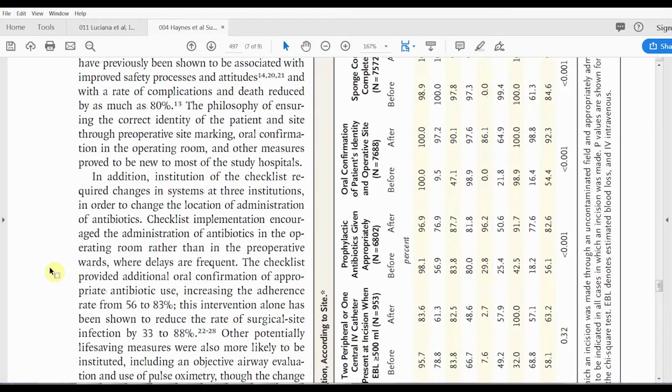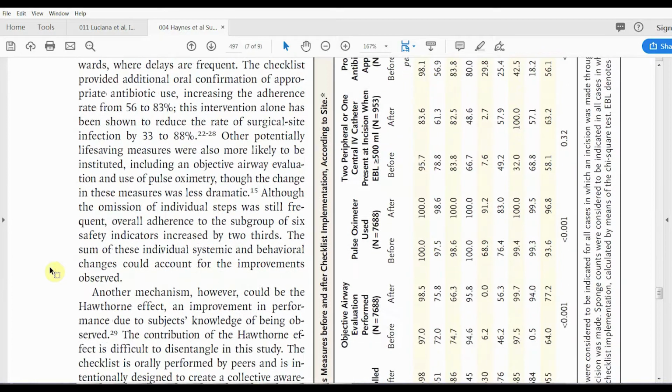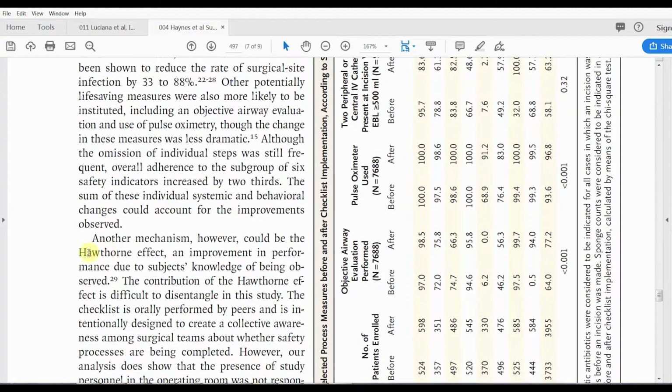And that discussion eventually leads them to a quick mention of what's called the Hawthorne effect. This is an effect from social sciences, essentially that people perform better when they know they are being observed, or they're more careful, and they're saying that perhaps the Hawthorne effect was responsible for this improvement in the performance of hospitals because hospital staff knew that they were being observed.